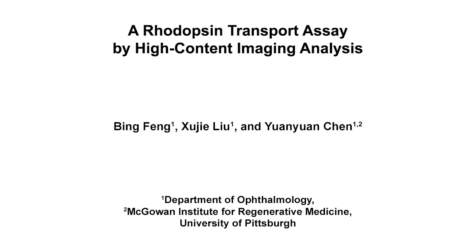Rhodopsin misfolding causes progressive retinal degeneration called retinitis pigmentosa. While traditional imaging methods have limited capacity to quantify rhodopsin transport, this newly developed image-based assay allows for high-throughput screening, eliminating false positives.